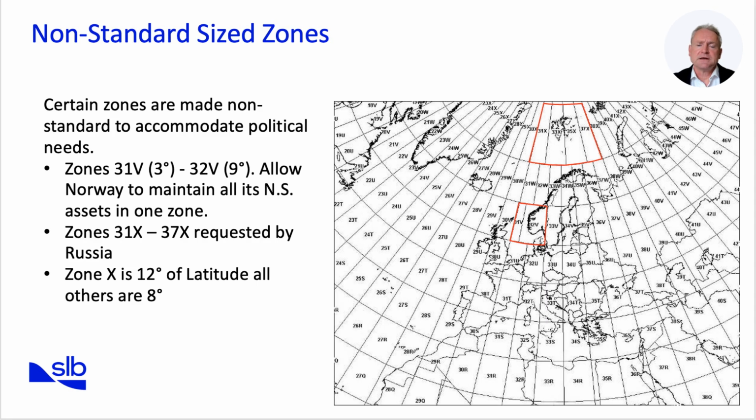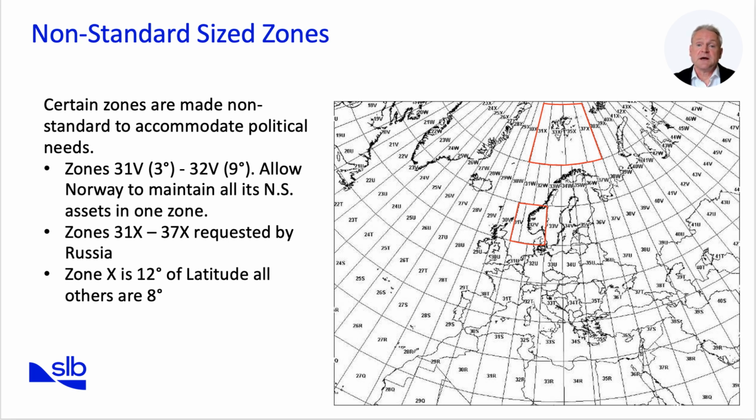Although UTM divides the Earth into standard 6-degree longitudinal zones, there are exceptions. Certain regions have been given non-standard sized zones to meet political or practical needs. For example, Norway requested that all its North Sea assets remain within a single UTM zone. As a result, zones 31V and 32V were adjusted, with widths of 3 and 9 degrees, respectively. Similarly, Russia requested extended zones such as 31X to 37X to simplify its mapping requirements. Zone X itself spans 12 degrees of latitude compared to the standard 8 degrees elsewhere.